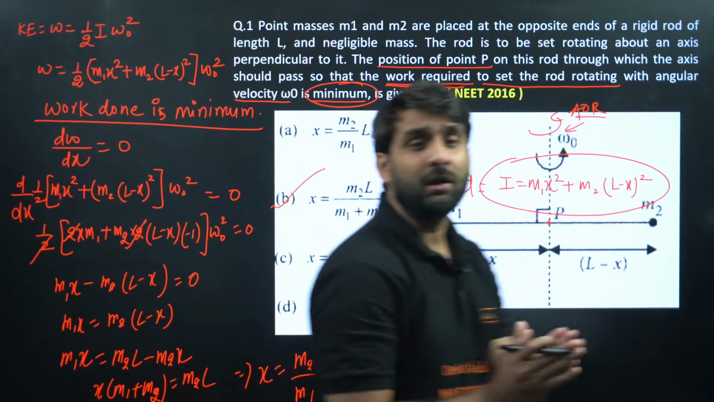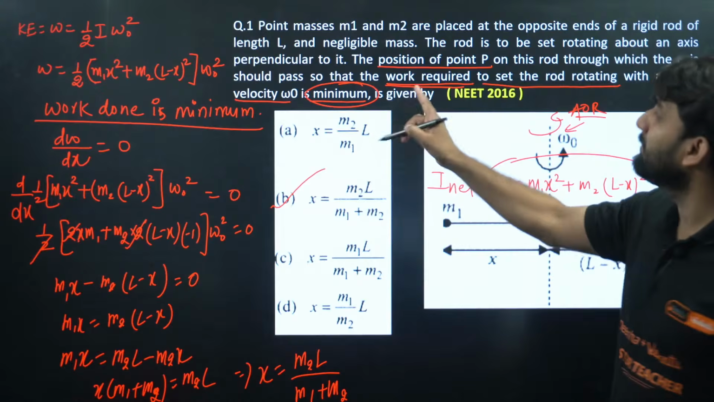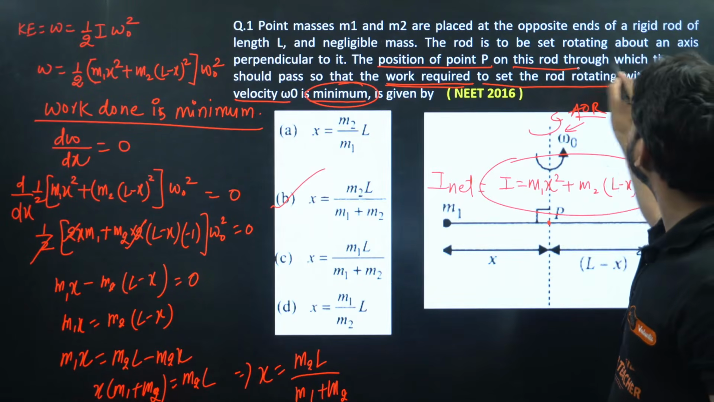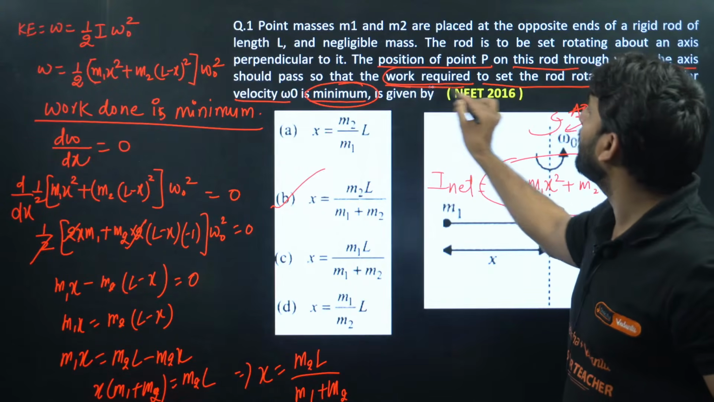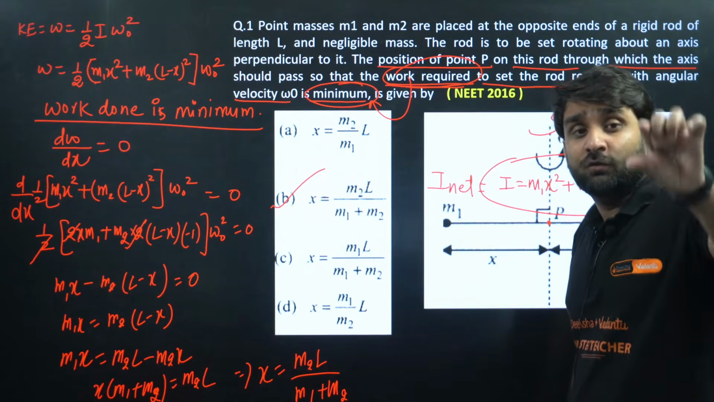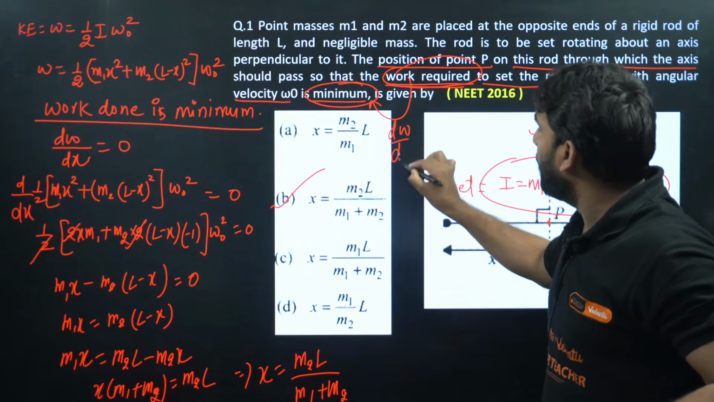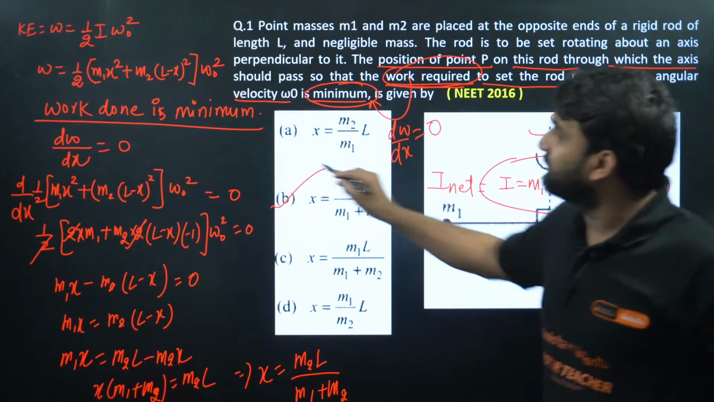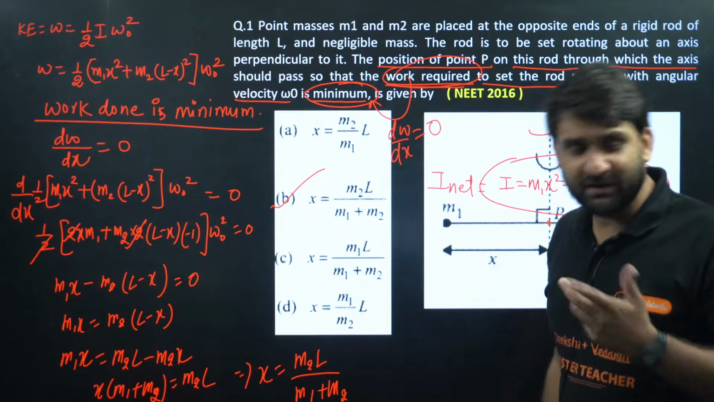Is it clear to all? See, the question was, we have to find the minimum work done. Look, what should be the position of P on this rod through which the axis should pass, so that the work required will be minimum. And if we want the work done to be minimum, we have to write dW by dx is equal to 0. And by differentiating the work function with respect to x, we can get the value of x.